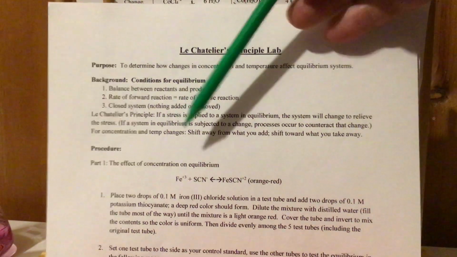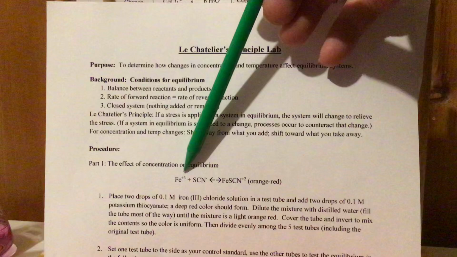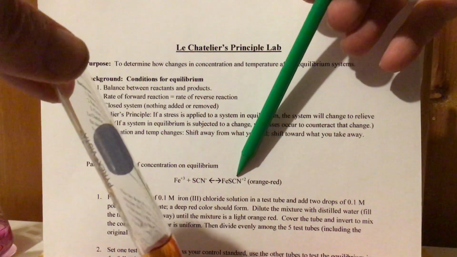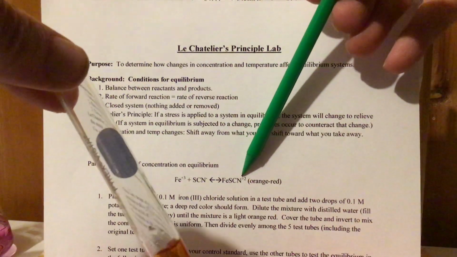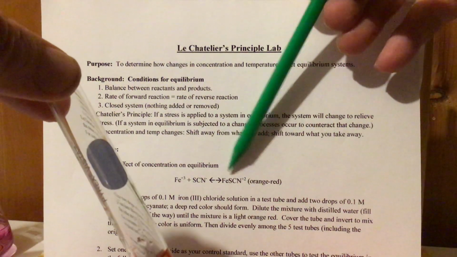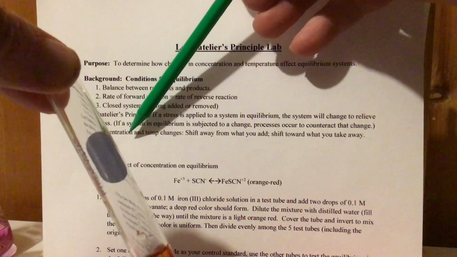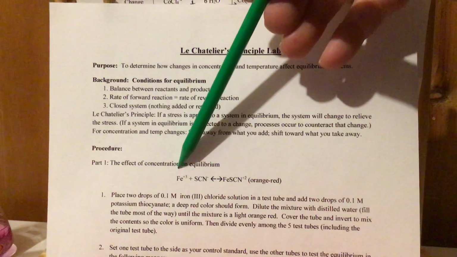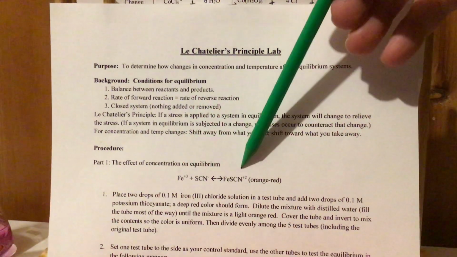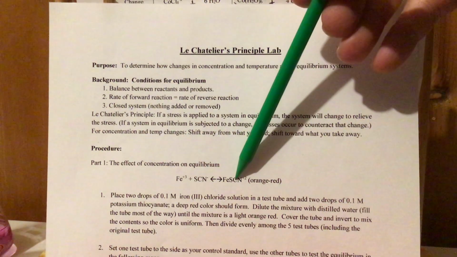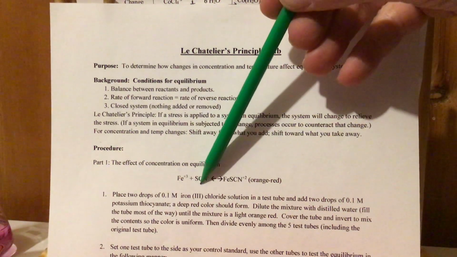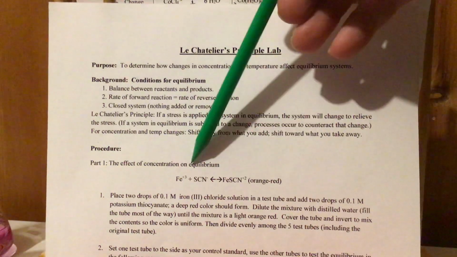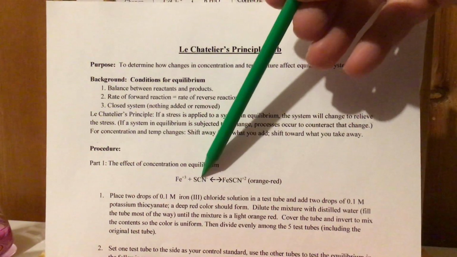So for this last reaction we did with the iron and SCN and FeSCN+2, we looked at this equilibrium system and we looked at concentration changes. We found out that if we increased Fe+3, adding more of something makes you want to get rid of part of that. It shifted the equilibrium right, making it turn more red. Same thing when we added SCN-. If we removed Fe+3 or SCN-, then it shifted toward making more of that.